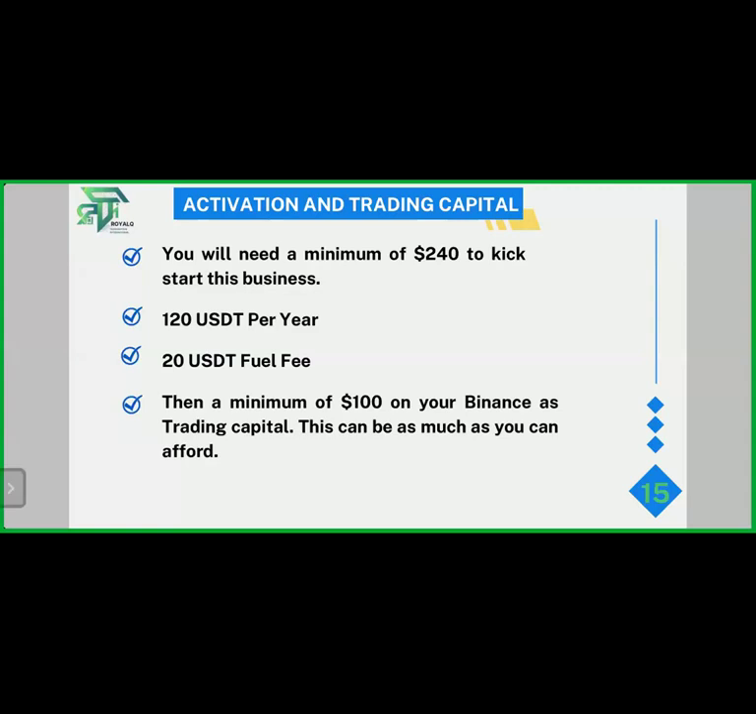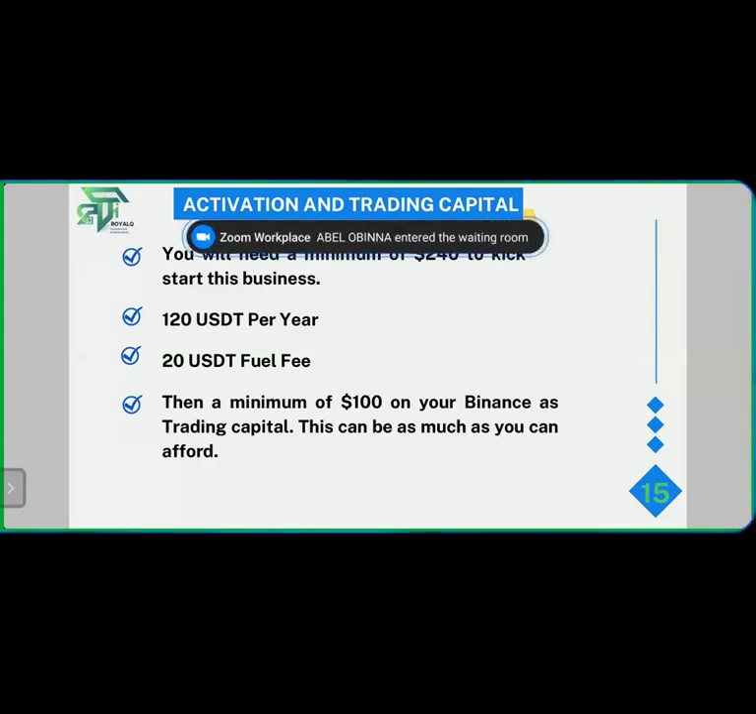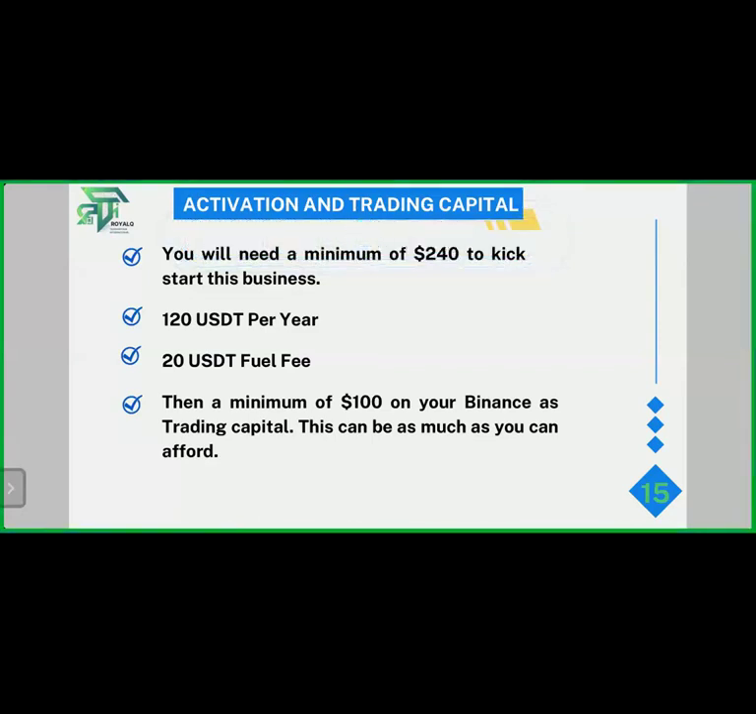Finally, you will need a minimum of $100 USDT in your digital bank account, your Binance or whatever exchange it is that pairs with your RoyalQ. But remember, this one is your capital. This is the money you will use to trade. So you will need a minimum of $100 in your digital bank account.